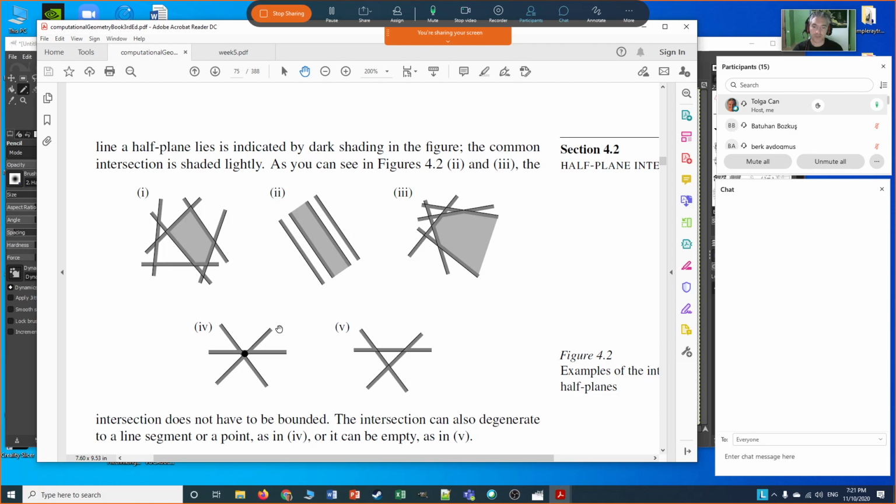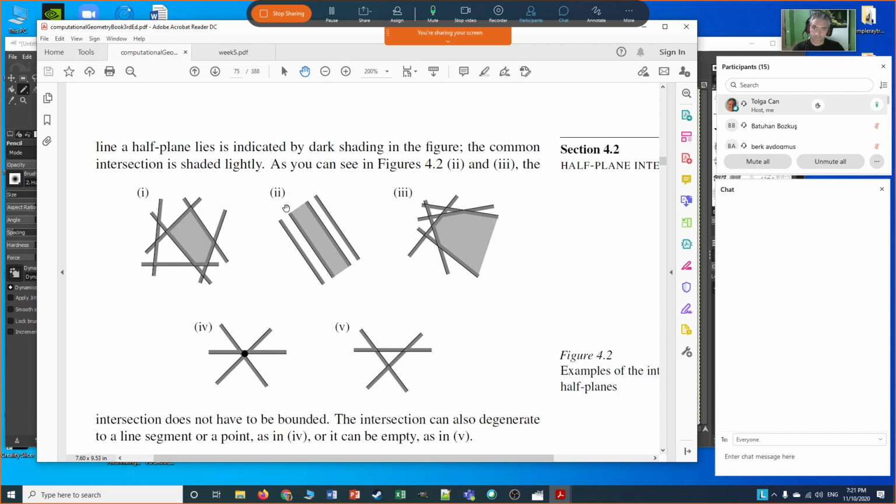But sometimes the result may be infeasible. These are the different cases you may have when you intersect different half planes. In the simplest case, you have a bounded region like this, a convex polygon.